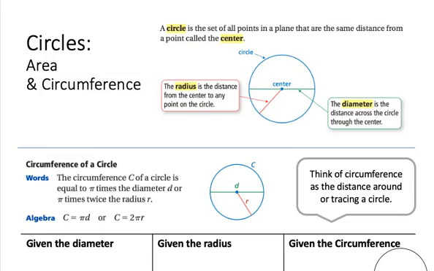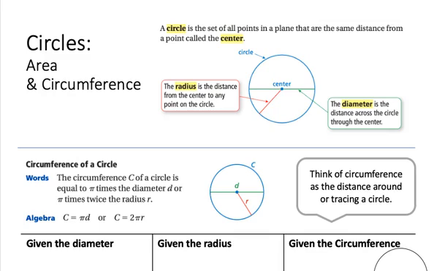Welcome back, friends. Today we are going to take a look at circles, and specifically we're going to be looking for the area and circumference and using those formulas to either find the area or the circumference or finding the radius and the diameter. So I want to remind you, a circle is the set of all points in a plane that are the same distance from a point called the center.